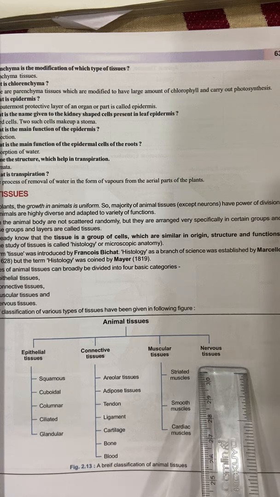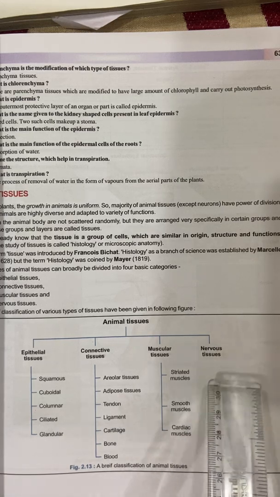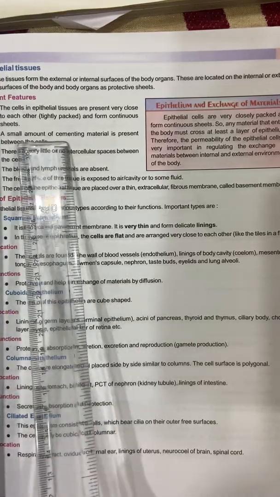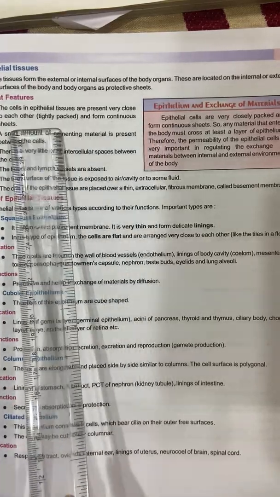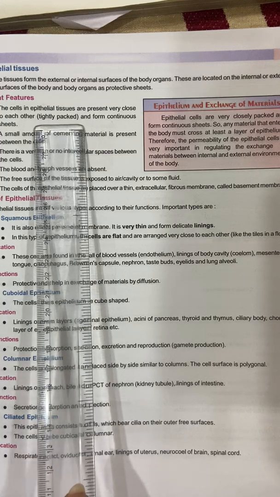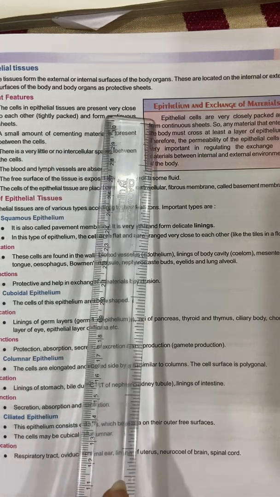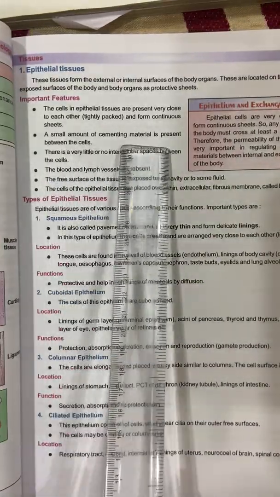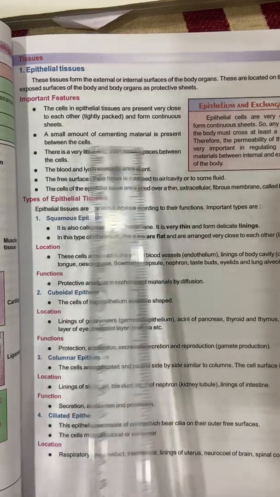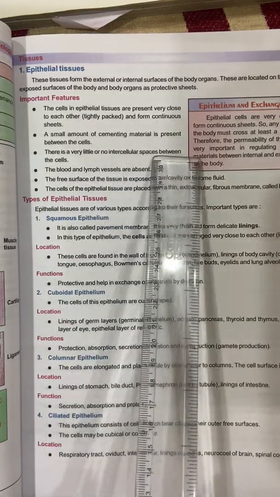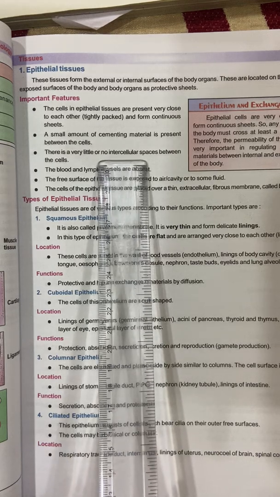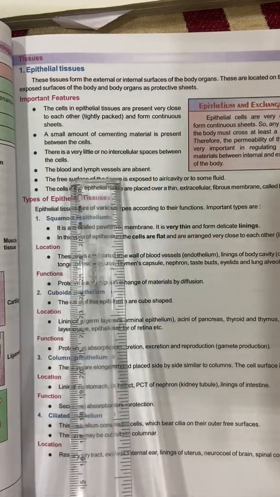body to another. Now, talking about the general features of the epithelial tissue, children. The cells in the epithelial tissue are present very close to each other because it has to perform the protective function. So they are tightly packed and they form continuous sheets. Then a small amount of cementing material is present between the cells. There is very little or no intercellular spaces, because if there would be any spaces, there would be invasion of the parasitic fungi or bacteria, which will damage the body. So they are tightly packed cells and there is no intercellular space between the cells.